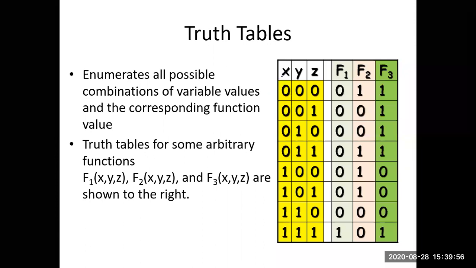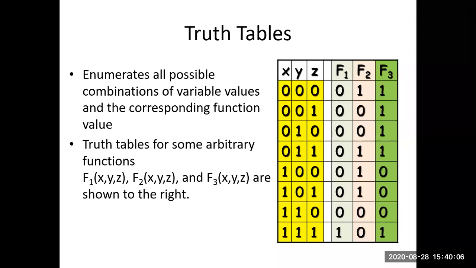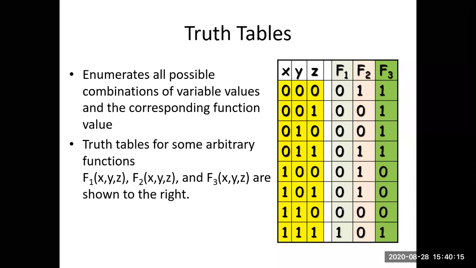Like if I am taking x, y, z as my variable, all possible combinations are written here. That is 0, 0, 0, 0, 0, 1, up to 1, 1, 1. For all these possible combinations, if you write some function output, or some function value, this is known as a truth table. So in this example, you can see x, y, z are variables, and one function can be f1, another is f2, and the third one is f3.